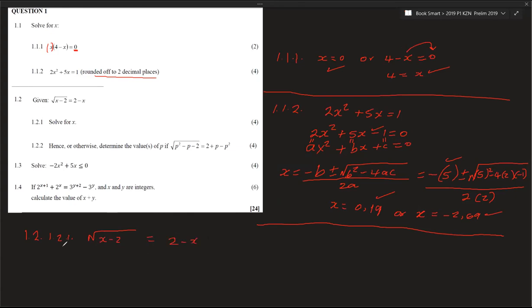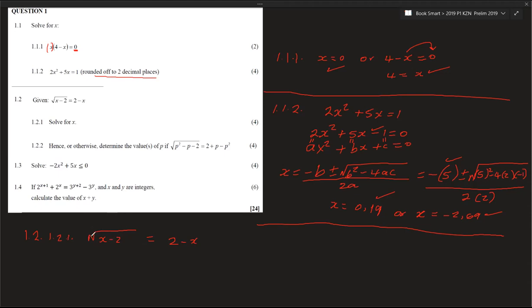For equations that involve square roots, you have to always make sure that the square root is isolated. By isolated, I mean it's by itself on one side of the equation. In this case, we are already given the equation in an isolated form.